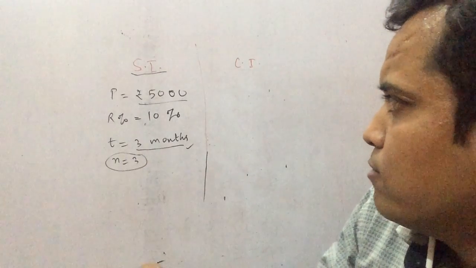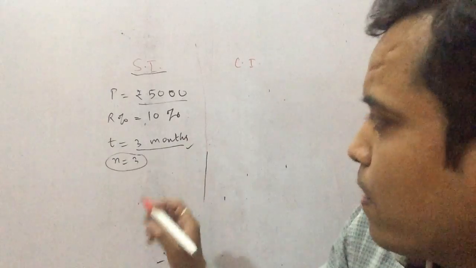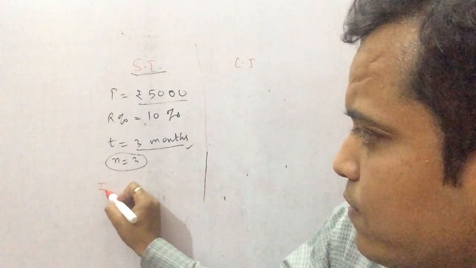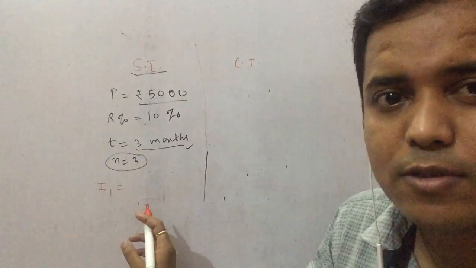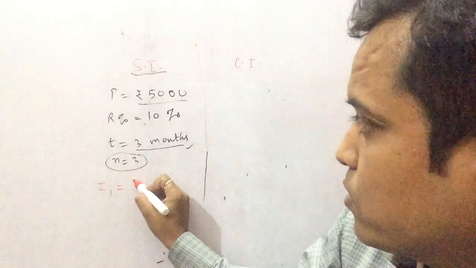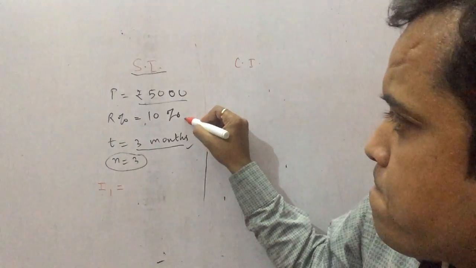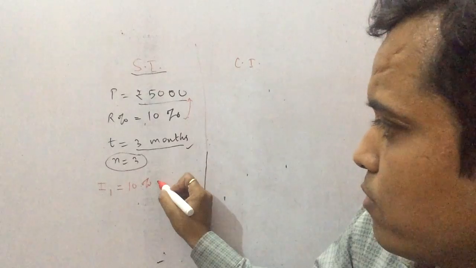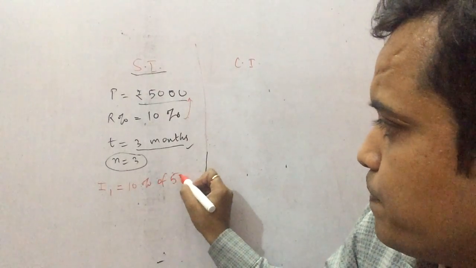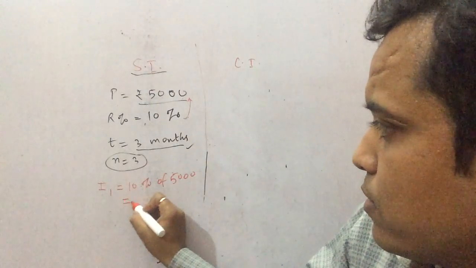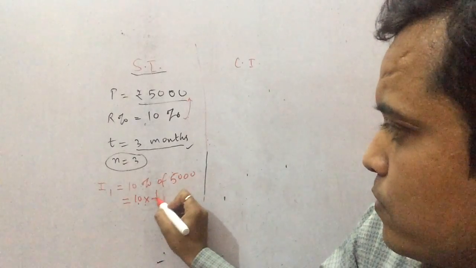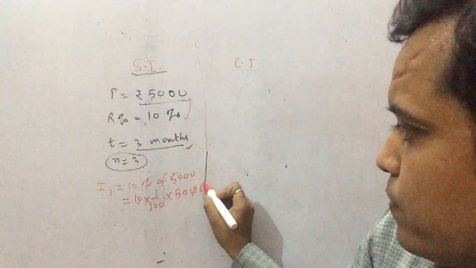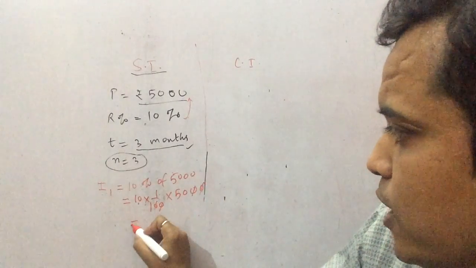Now let's find out the simple interest for the first month. Suppose it is I1. Since it is 10% of 5,000, find out 10% of 5,000. When you solve this, what would you get? It would be 500.